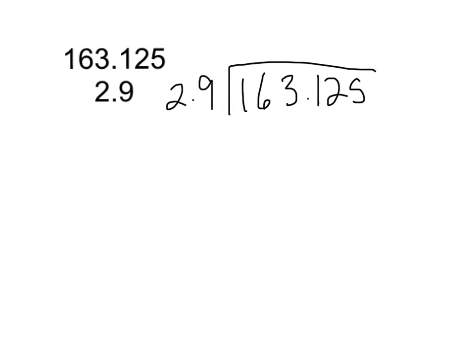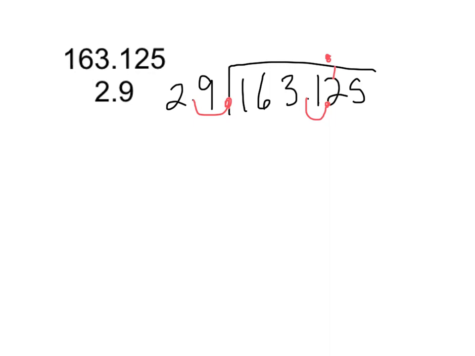So again, my top number goes on the inside. My bottom number goes on the outside. There's a decimal in my divisor, so I have to move it to get it out of the way. What I do to the outside, I have to do to the inside. Take my decimal point straight up so I don't forget where to put it in my answer. Now I'm looking at 29 going into 1,631.25. So 29 going into 163. 29 is close to 30. 163 is close to 160.